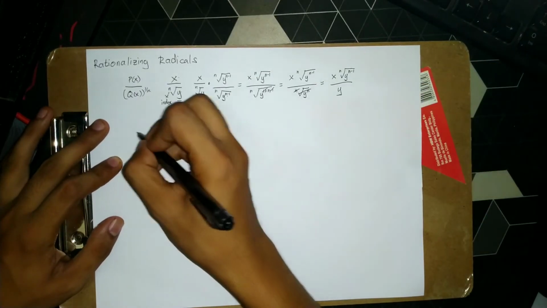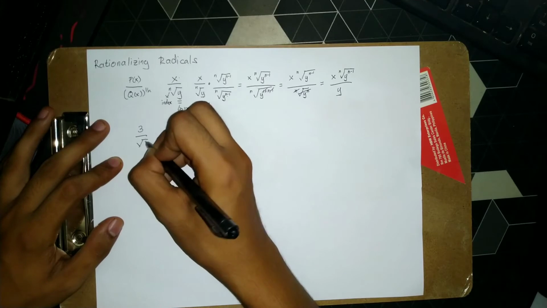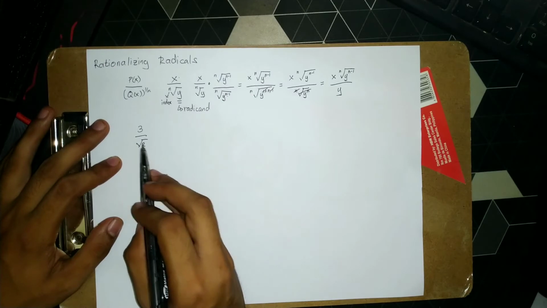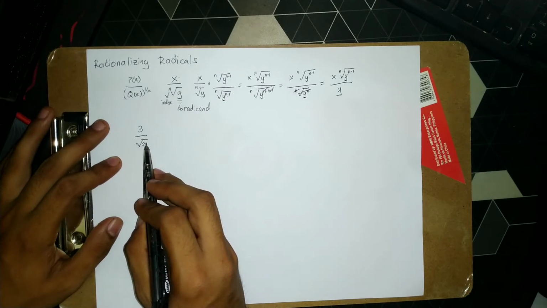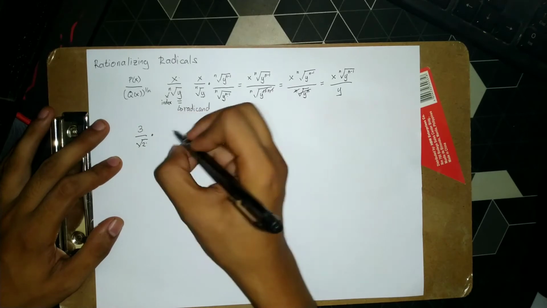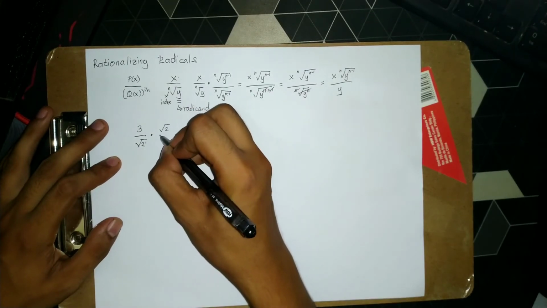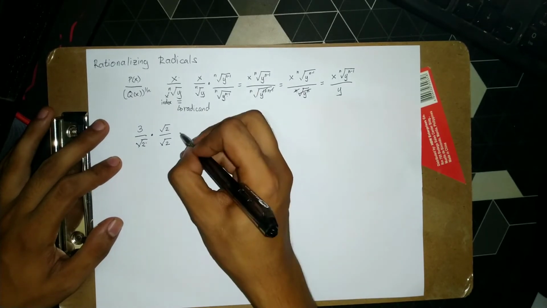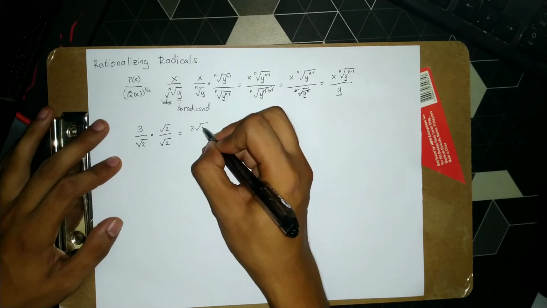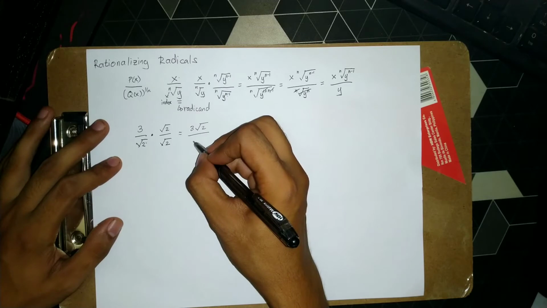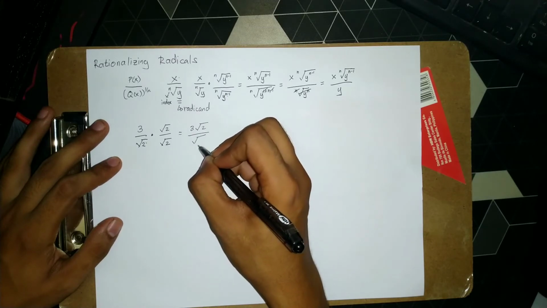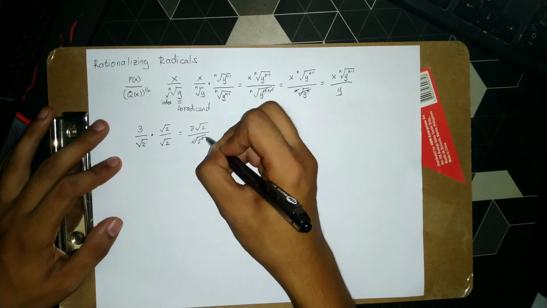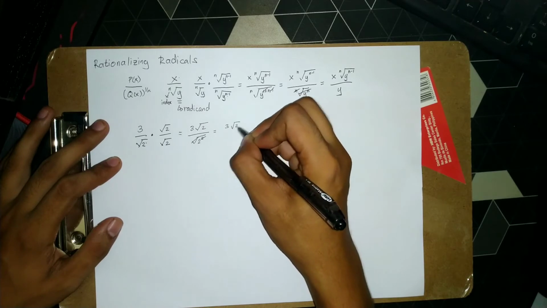Let's have an easier example. Let's say we have 3 over the square root of 2. You are asked to rationalize this. Again, the index here is 2. The exponent of 2, our base, is 1. So we need to multiply by the square root of 2 over the square root of 2. This gives us 3 square root of 2 over the square root of 2 times 2, which is 2 raised to 2. That would cancel out. 3 square root of 2 over 2.